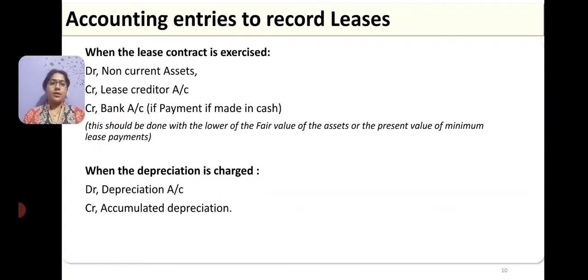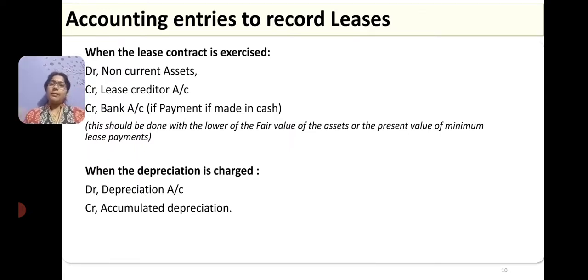So how are the entries recorded in the books of accounts? Basically, we will see the journal entry when the lease is entered into, in the books of the lessee especially. When the lease contract is exercised, meaning when the lessee is getting the asset on lease from the lessor, he debits the non-current asset, whichever asset he is getting, and he credits the lease creditor, meaning the amount that he is supposed to pay. Then he credits the bank account to the extent that he is making the immediate payment.